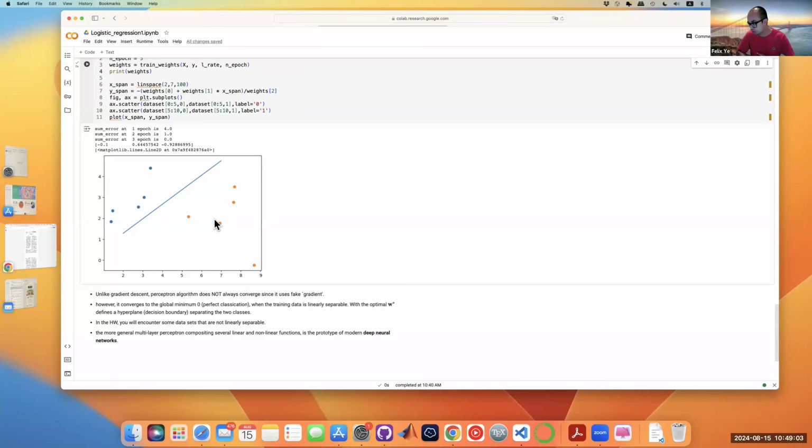But that's not always true. In general, in the homework, you will have some data sets that are not possible to separate linearly. So in some sense, this error cannot actually go to 0.